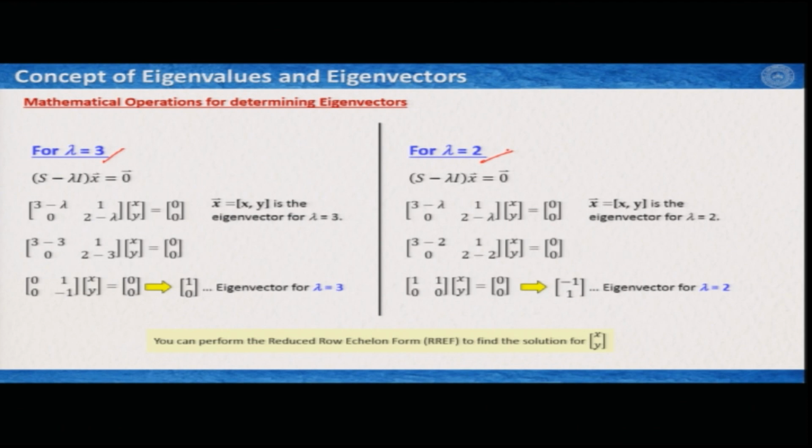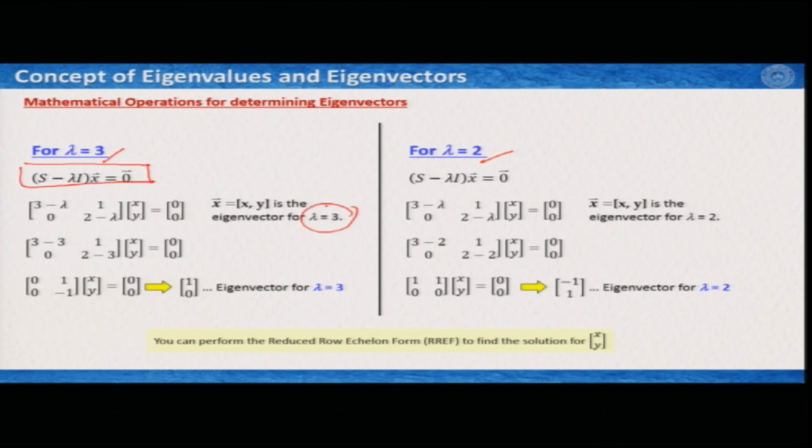Now, the task is to determine the eigenvectors for corresponding eigenvalues. The operations, as you can imagine, are very straightforward. So, we again see this same equation where S is your stress matrix, lambda is your eigenvalue, I is the identity matrix, and here X is the eigenvector for lambda equal to 3.